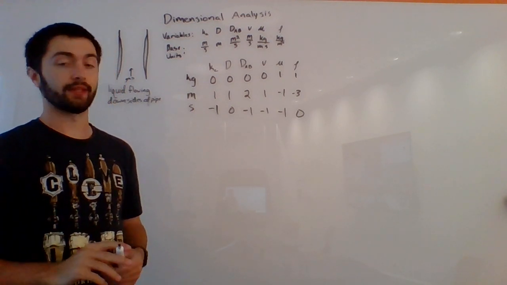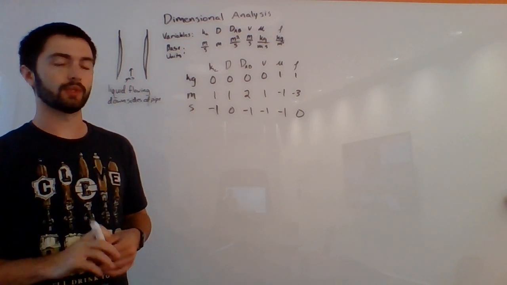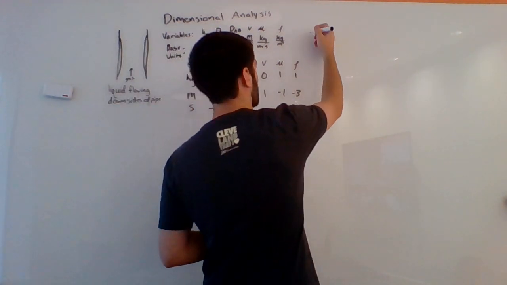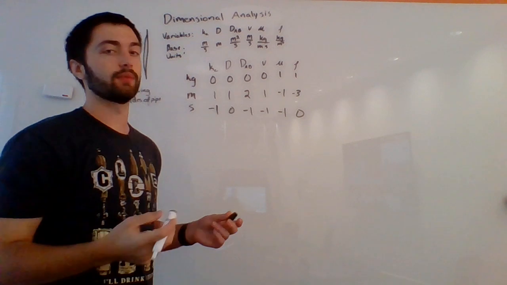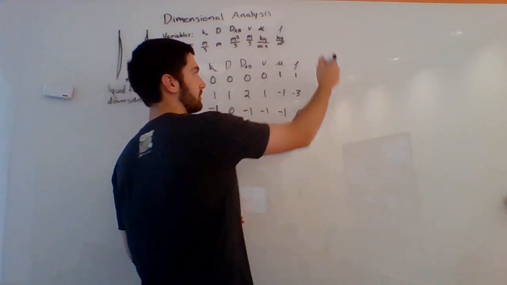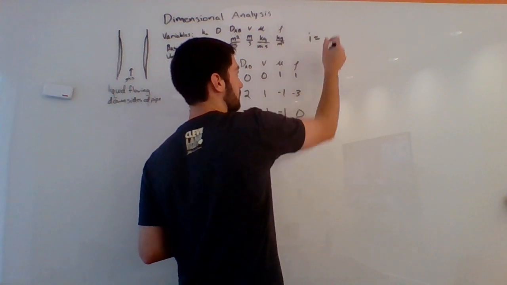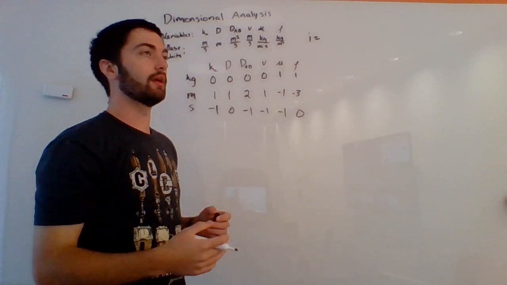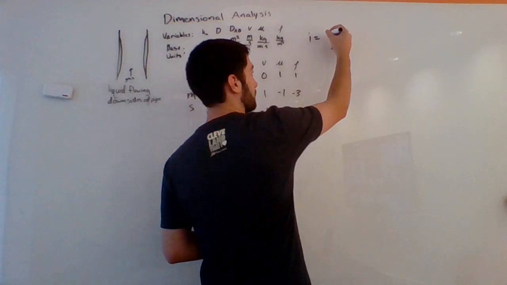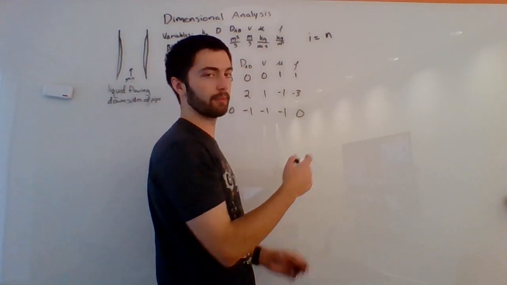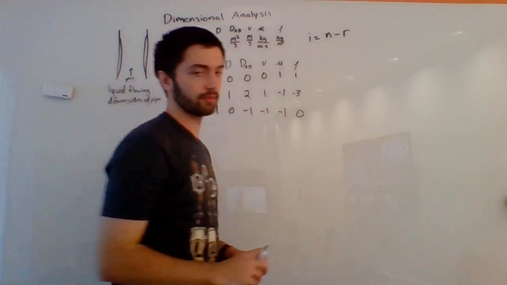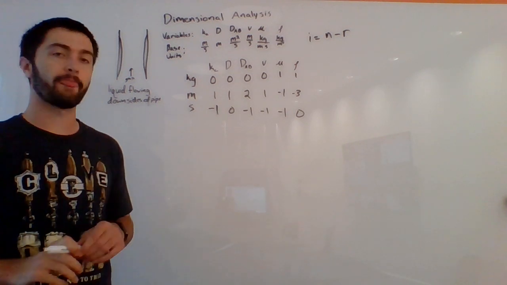We want to find the rank of this matrix, and we can do that using Python. And once we find the rank, we can figure out how many dimensionless numbers we're going to need through this equation: I is the amount of dimensionless numbers we're going to need. So I is equal to n, which is just the number of variables we have, minus r, which is the rank of our dimensional matrix.